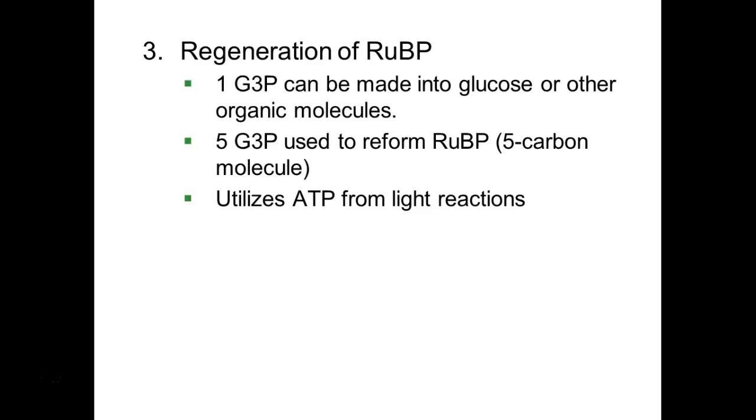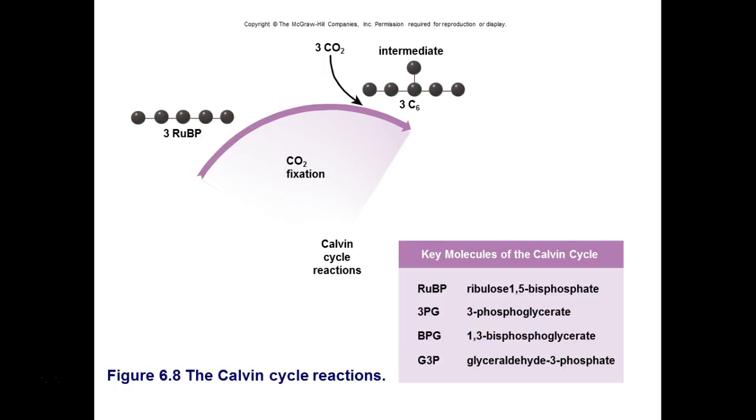All of this is going to require energy, and that's the ATP that came from the light reactions. So chloroplasts make their own ATP, but that ATP is going to be used up in the light reactions. That ATP is not available for the plant to do other things.